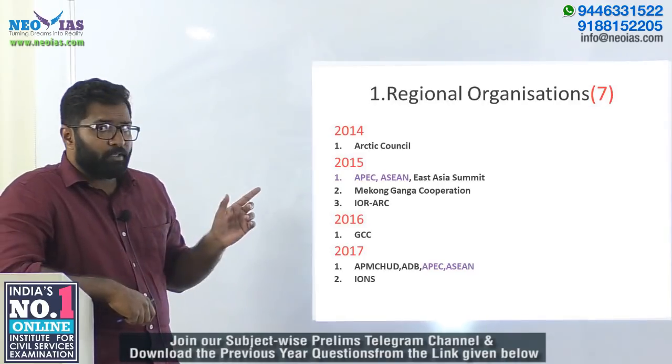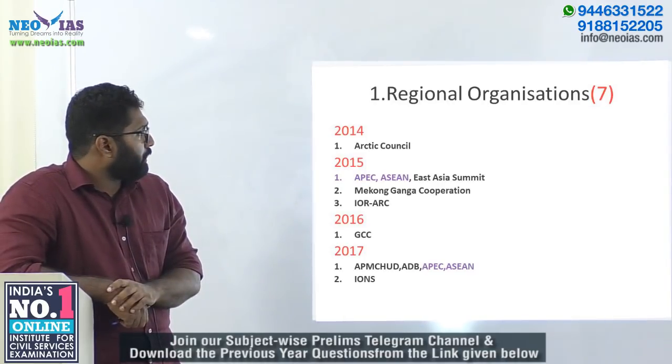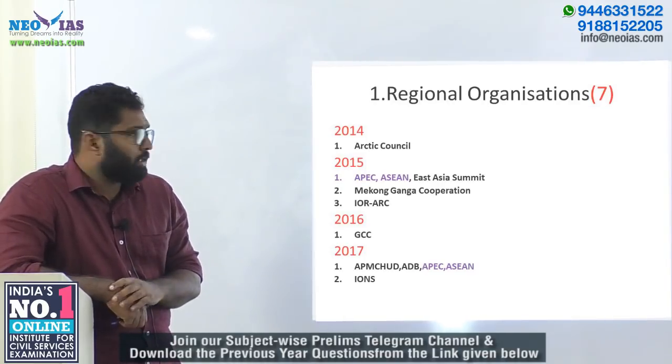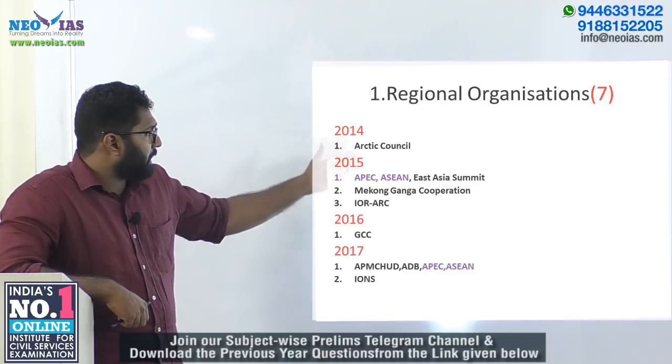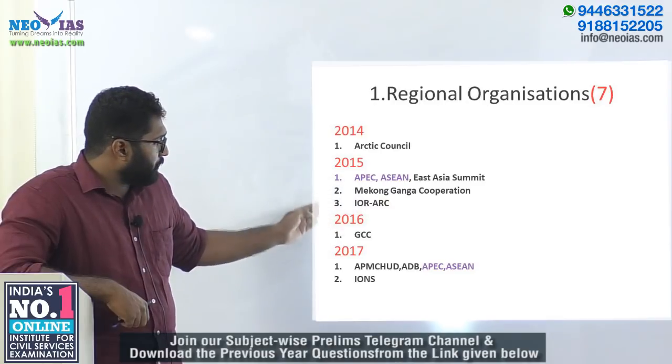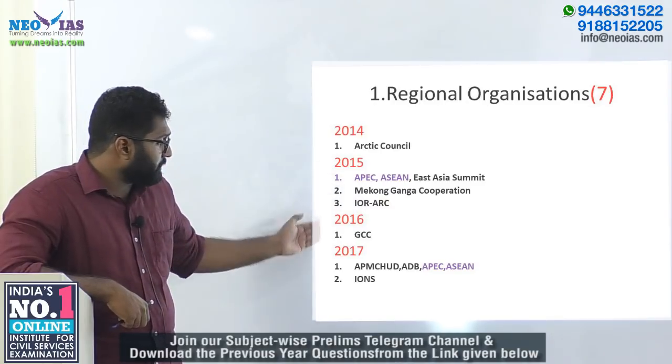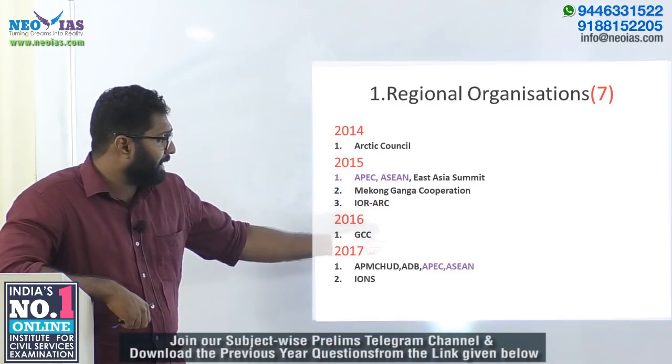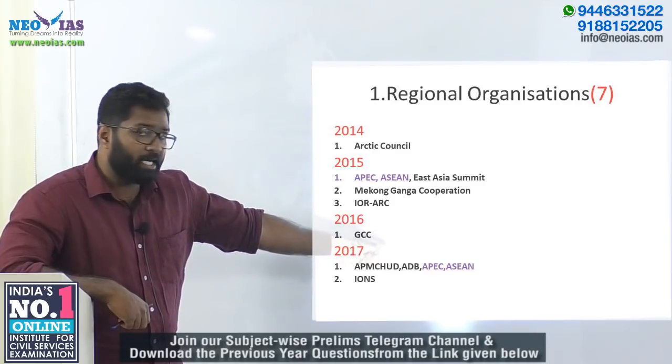There are 7 questions. In 2014, Arctic Council has been asked. 2015, see, APEC, ASEAN, East Asia Summit, Mekong Cooperation, IOR, ARC. In 2016, GCC. 2017, APEC, ADB, ASEAN, ASEAN again has been asked.